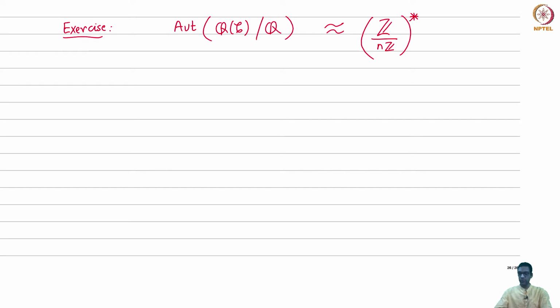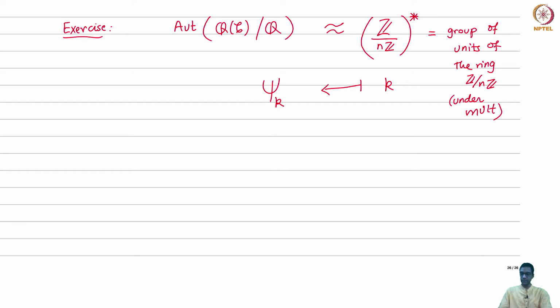Okay, so the group of units of this ring, if you wish. This is nothing but the group of units, if you wish to think in terms of the ring Z mod nZ. The group of units means the invertible elements, and they are a group under multiplication. And what is the isomorphism? Given any k here, we just map it to the corresponding psi sub k.